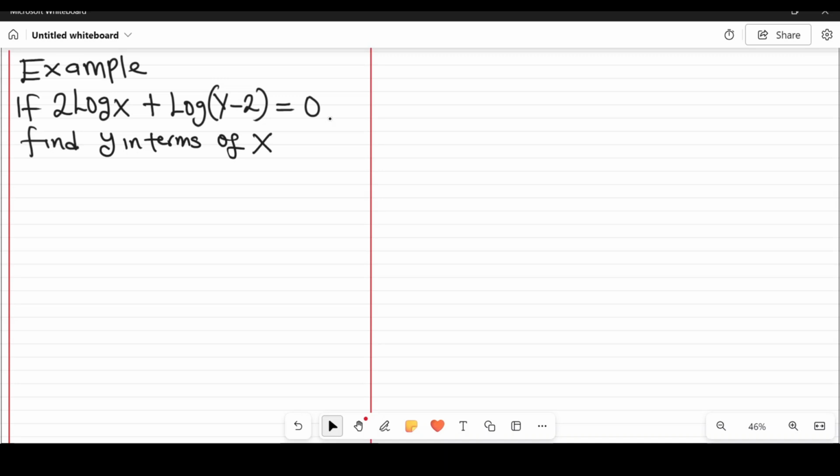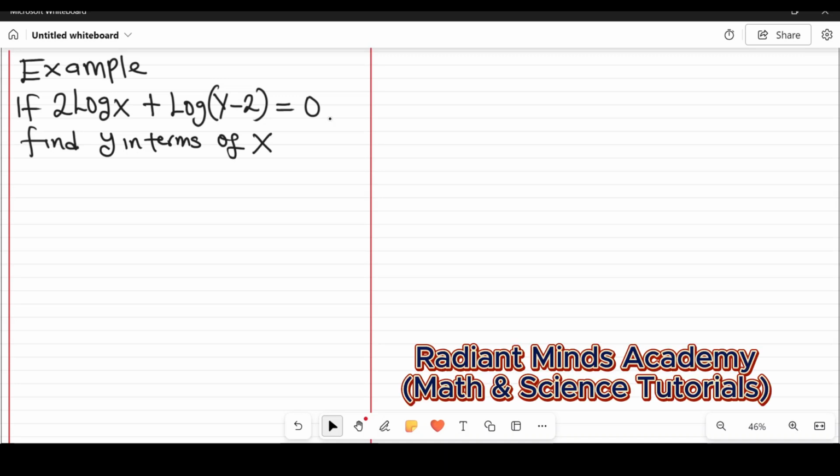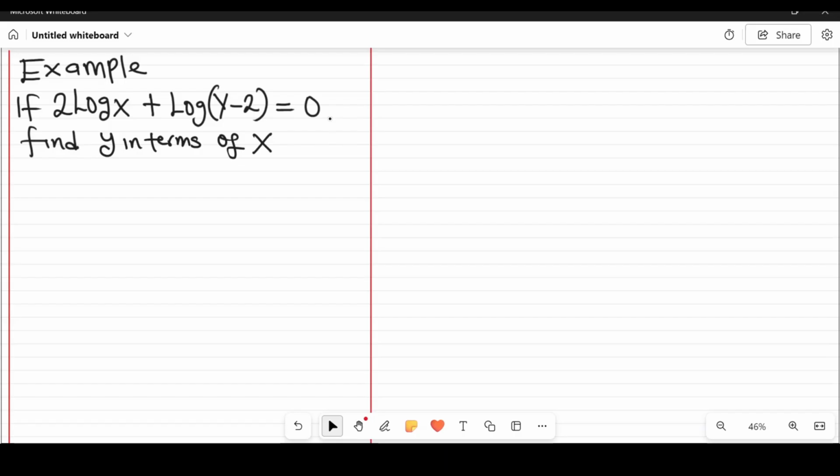Welcome to Logarithmic Academy. In this video, we will discuss how to solve this logarithmic equation. They said if 2 log x plus log y minus 2 is equal to 0, find y in terms of x. For us to be able to simplify this equation, we must bring our knowledge of laws of logarithm, and we use the laws to make it easy for us to simplify.